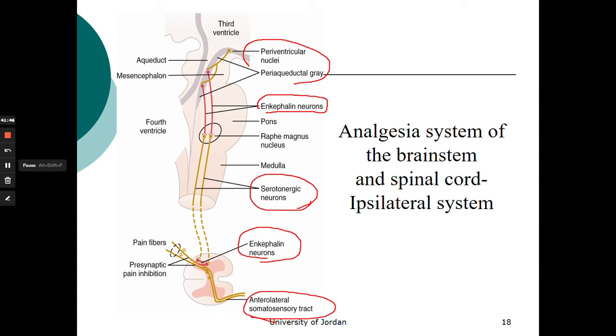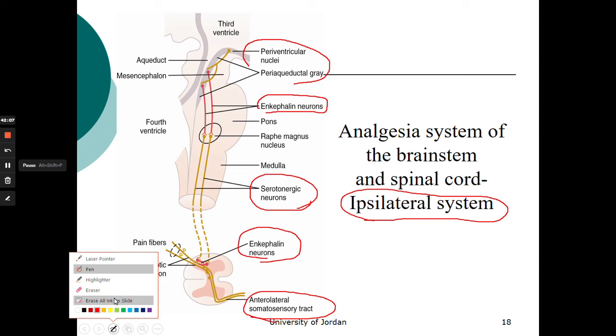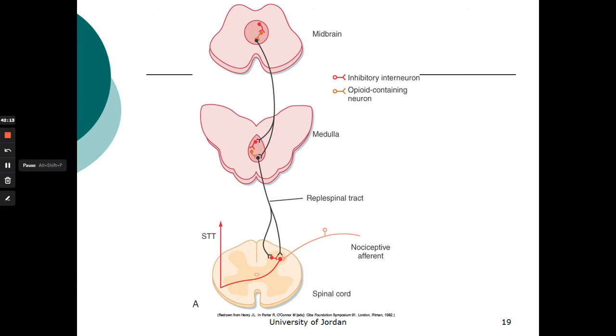Now this descending tract is an ipsilateral tract. It comes from the right side to the right side of the spinal cord. It comes from the left side to the left side of the spinal cord. So it is an ipsilateral tract. Okay. This is how it works, the same thing here.